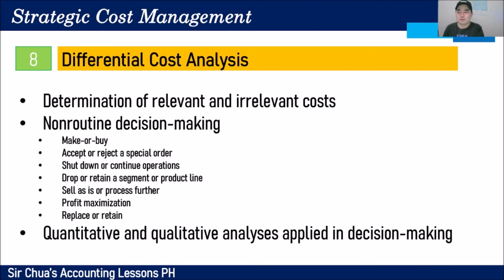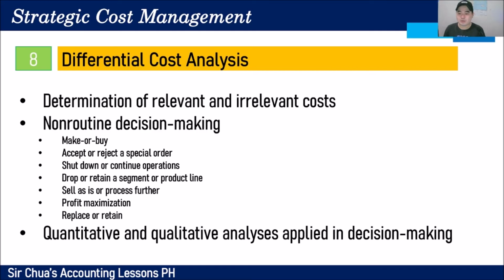And then we also have differential cost analysis. Let's say, for example, you have a new order, a special order, or you want to decide if you want to drop this product line or this segment, what will be the effect on net income? In differential cost analysis, to be able to make a decision, you need to determine what costs are relevant in the problem and what costs are irrelevant. Relevant and irrelevant cost. And then non-routine decision making, we have make or buy. Should I make this component or just buy it outside? What's the best option for me?